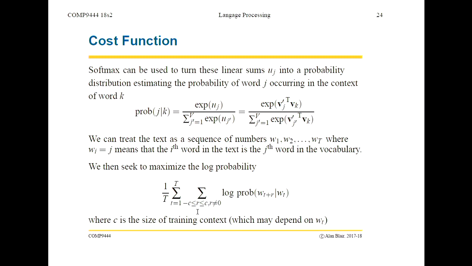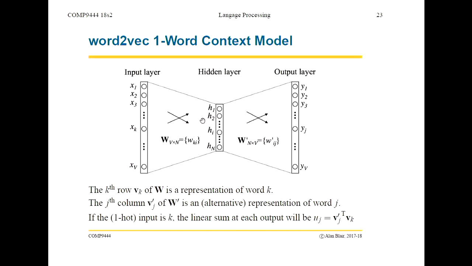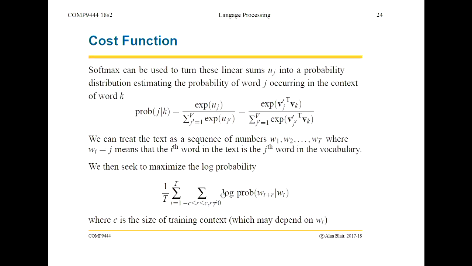So the aim of this is to, so remember what we're choosing is these weights here and these weights here in a way that will maximize this probability. Does that make sense? Yeah.